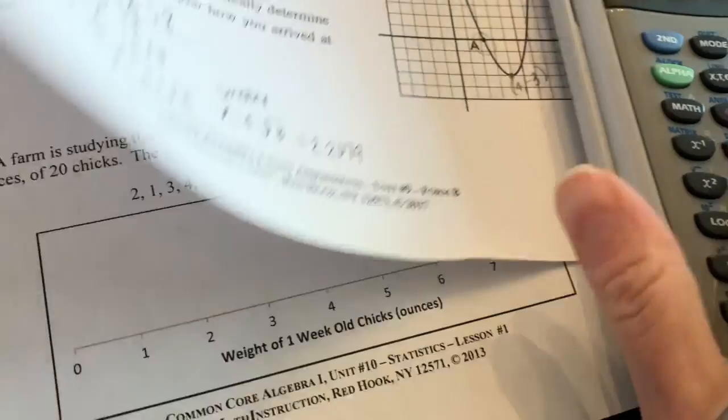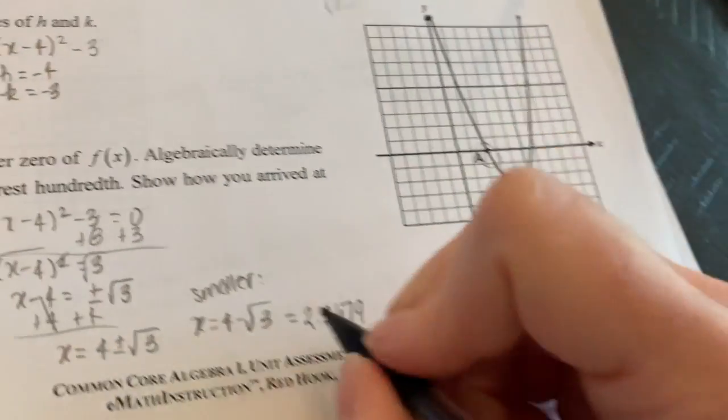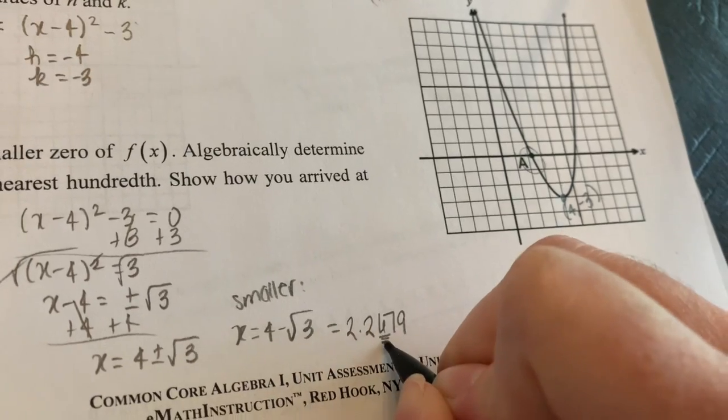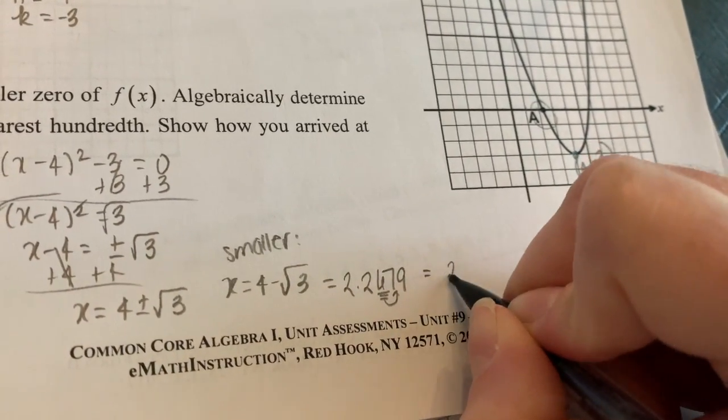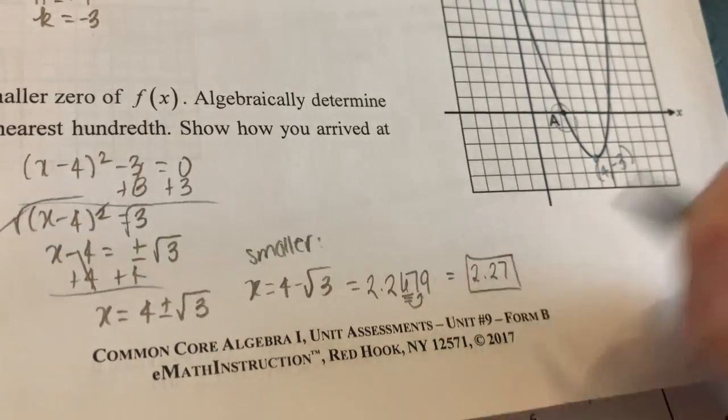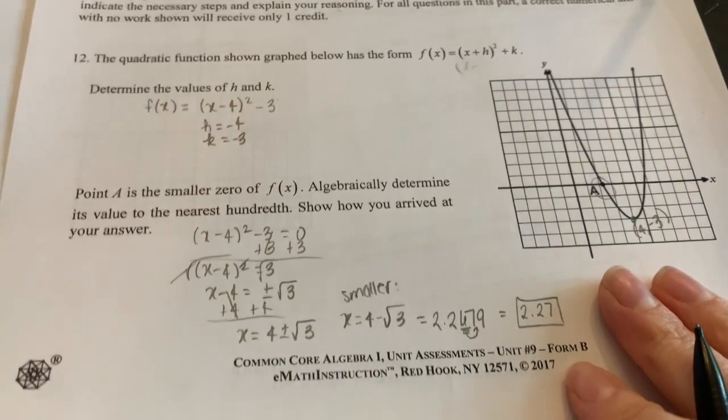2.2679. We're rounding to the nearest hundredth. So look at your hundredth spot. Look next door. Raise the score. So it's 2.27. And that would be your answer. Okay.